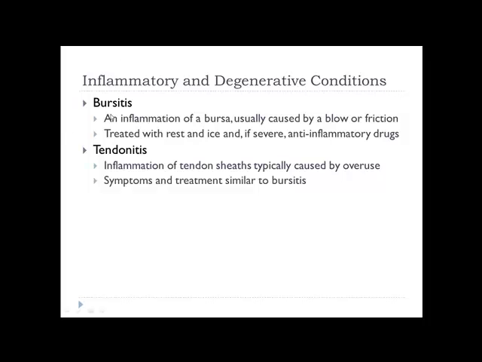Tendinitis would be where the tendons themselves are going to be agitated. Why? Maybe the tendon sheath or the bursa that's supposed to be protecting them is breaking down or not doing its job.